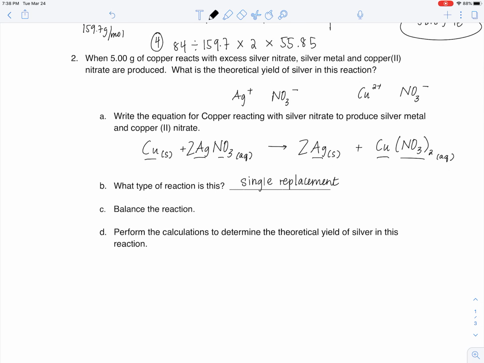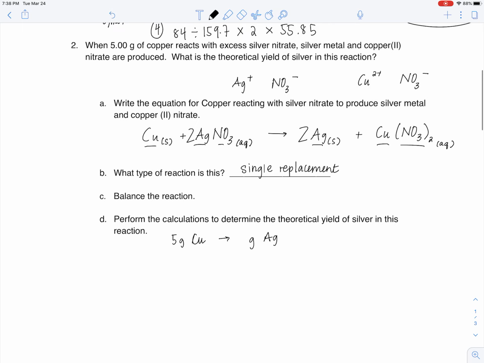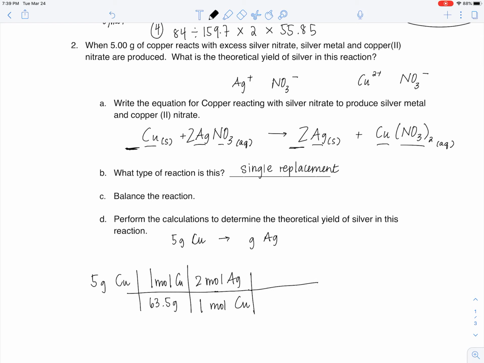So now we're going to perform the calculations to determine the theoretical yield of silver in this reaction. We're going from 5 grams of copper to grams of silver. So start our grid with 5 grams of copper. Our molar mass of copper is 63.5 grams per 1 mole. Now we have to look at our balanced equation, and there's this invisible 1 in front of copper, and there's a 2 in front of silver. So 2 moles of silver, that's the ratio here, to 1 mole of copper.